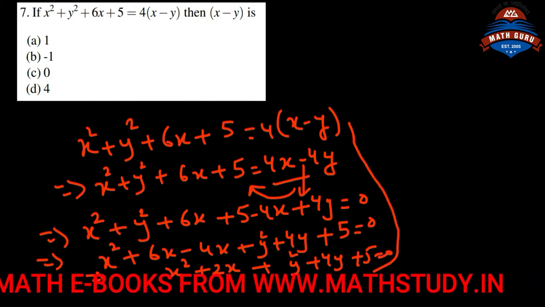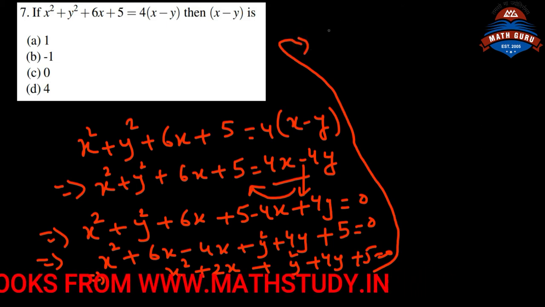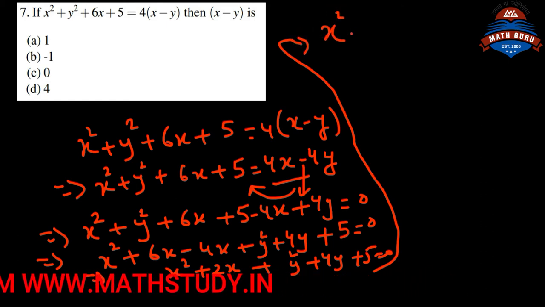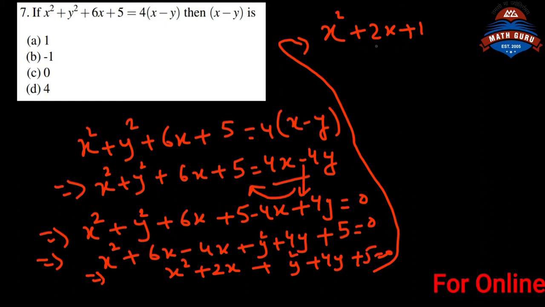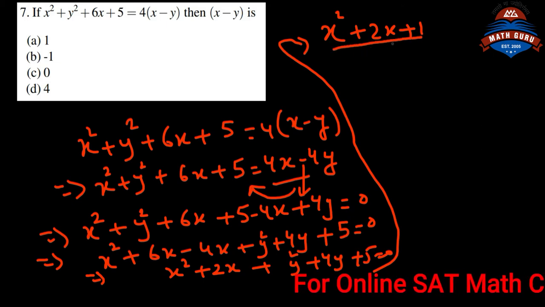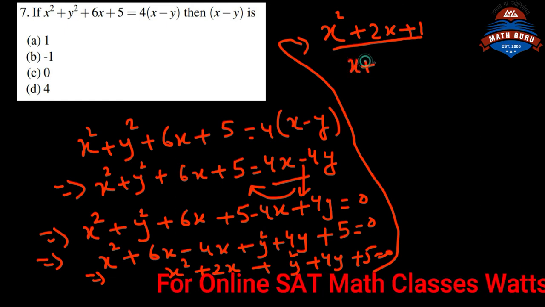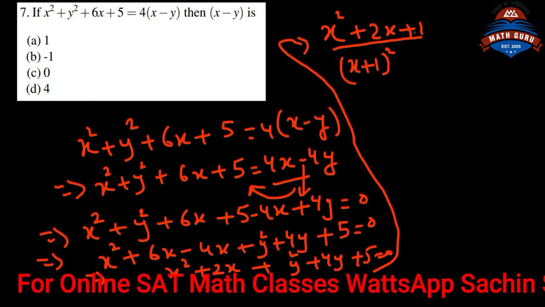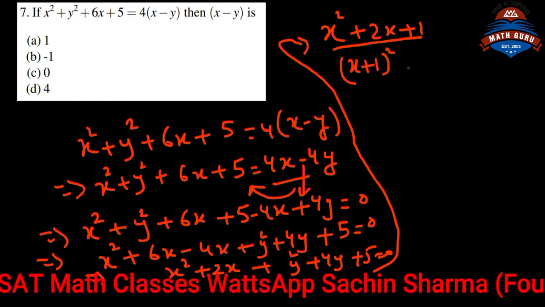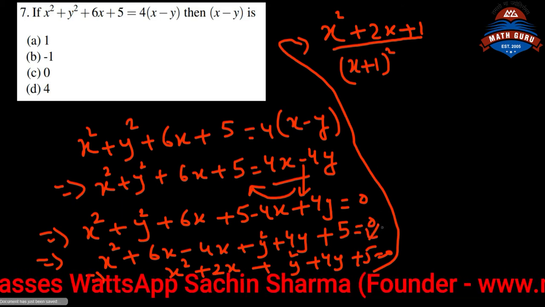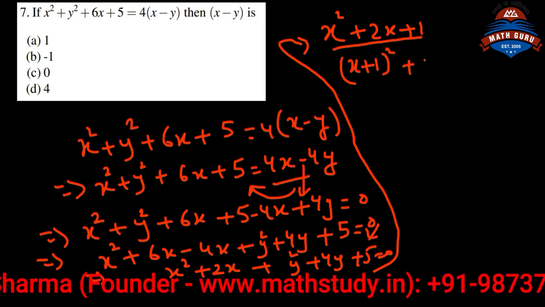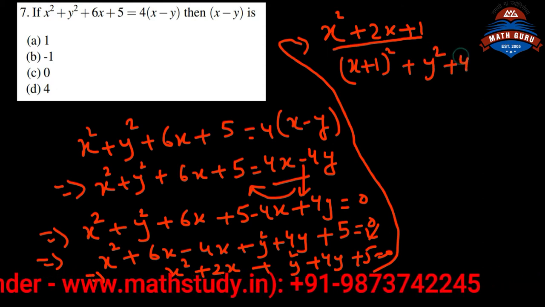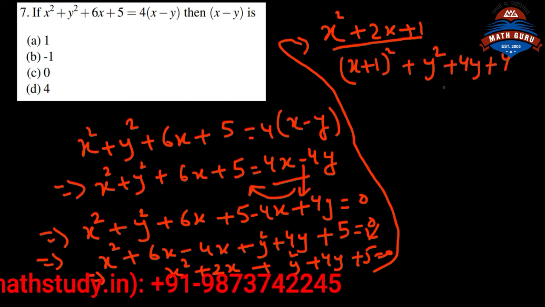Now see here, if x square plus 2x is there and we write plus 1 here, then this term will become x square plus 2x plus 1, which is nothing but x plus 1 whole square. So we have taken 1 from this particular 5, so 4 will remain here. Then the other term which will remain here is y square plus 4y plus 4.